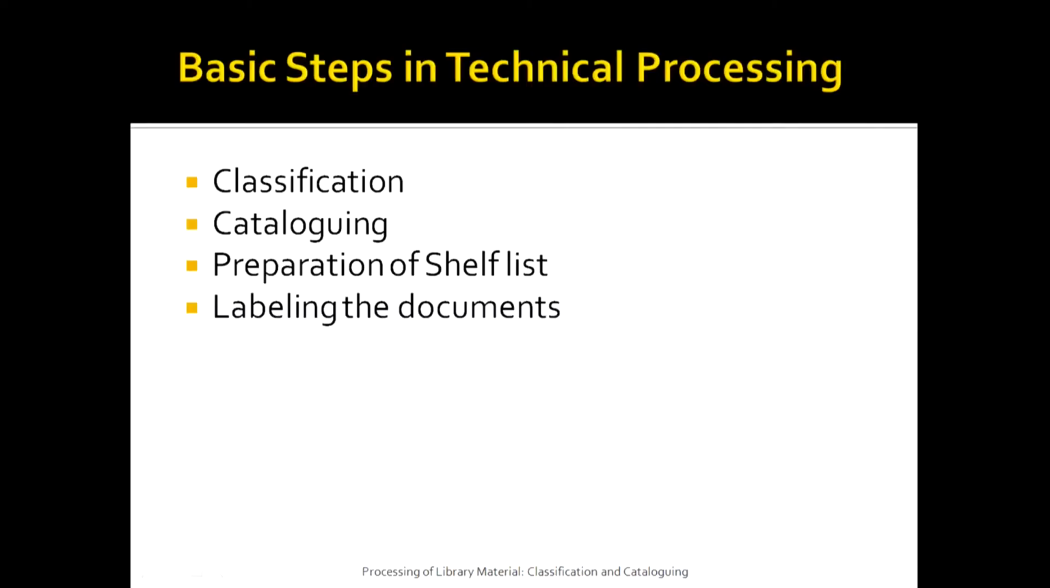Let's now see what are the basic steps in technical processing. As we have already said, first step is classification, second step is cataloging, thirdly, preparation of shelf list, and fourthly, labeling the documents. In this particular lesson, we are going to discuss chiefly what classification is all about, what cataloging is all about, and how to prepare a shelf list. Let's now start with what classification is all about.